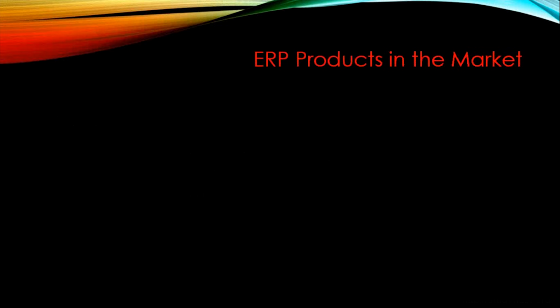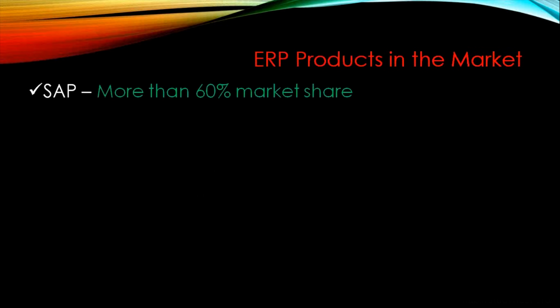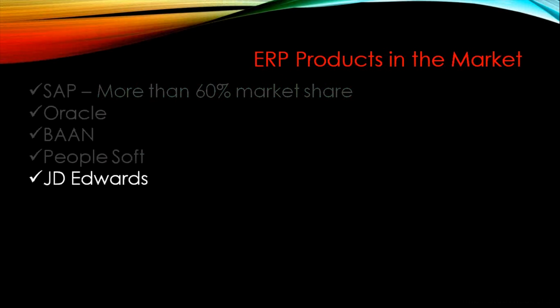ERP products in the market. What types of ERP products do we have in the market as of today? Of course, SAP. SAP is an ERP product with more than 60% market share at the moment, or you can call it the number one ERP software in the market. There are some other ERP software as well: Oracle, BaaN, PeopleSoft, JD Edwards, Marshall, etc. And there are some other small software. But of course SAP is number one.